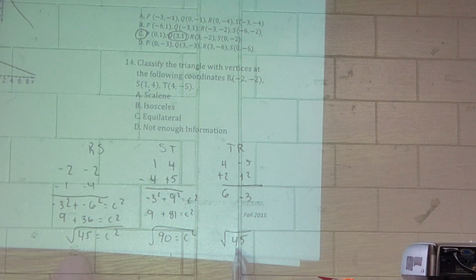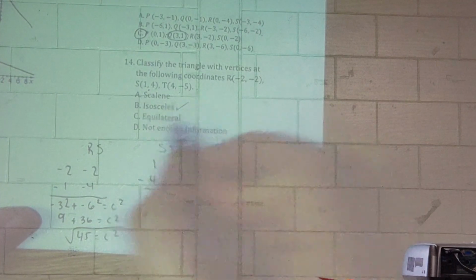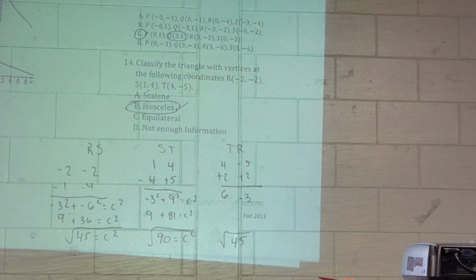So here you can see 1 and 2 sides are equal. The first and the third one are both square root of 45, and one side's different. So what kind of triangle has 2 equal sides? Well, we know that's the isosceles triangle, because there's 2 s's in isosceles.